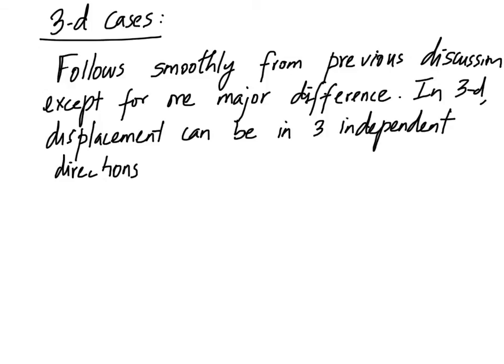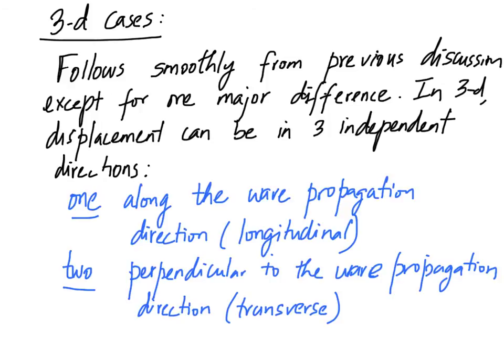As I said, except for one major difference. In the case of 3D, the displacement of atoms can be in three independent directions. One of which can be along the wave propagation direction, and that is called the longitudinal direction or the longitudinal mode, and you can have the other two perpendicular to the wave propagation direction, which are called the transverse directions.